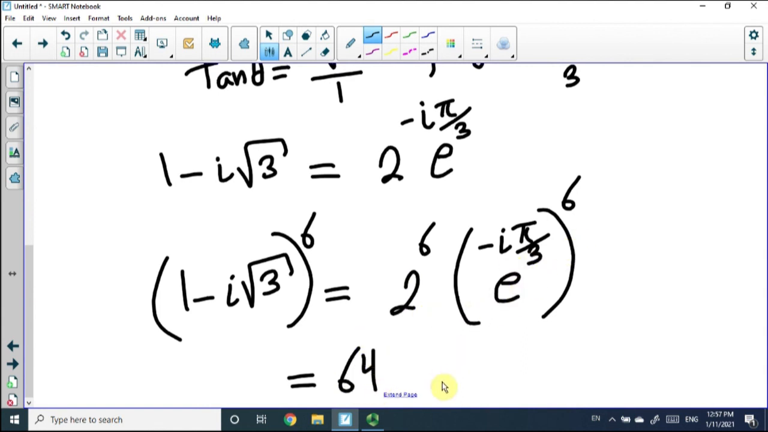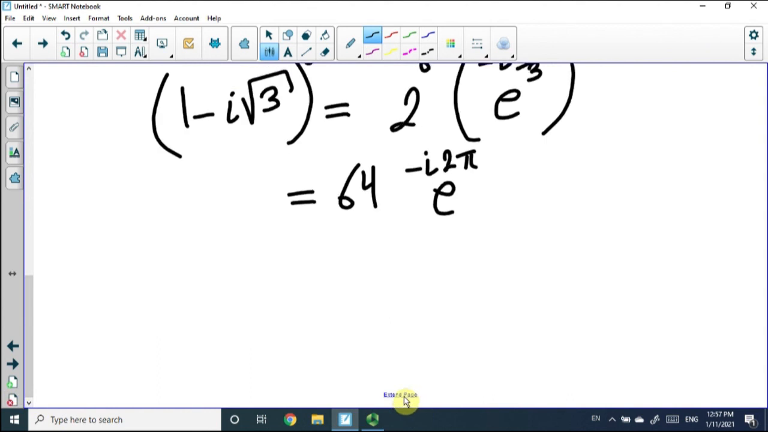And this exponential can now be rewritten as e to the minus i, multiplying the two powers, pi over 3 times 6, which gives us 2 pi. Let's simplify it one more time. I'm going to get 64 times e to the negative i 2 pi, which just gives us 1, because cosine of negative 2 pi is 1, while the sine gives us 0 using Euler Formula. So the answer is 64. That's another powerful method to calculate powers using Euler Formula.